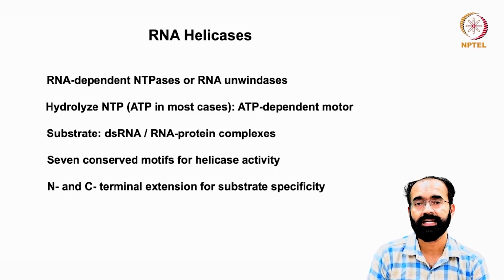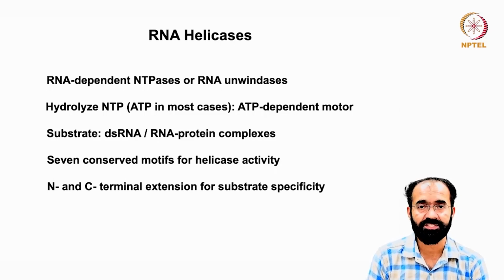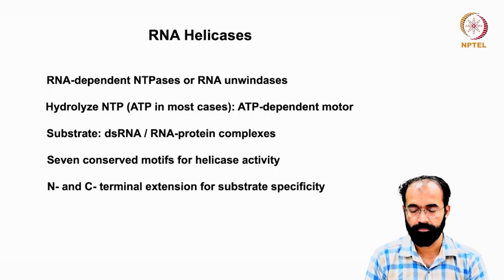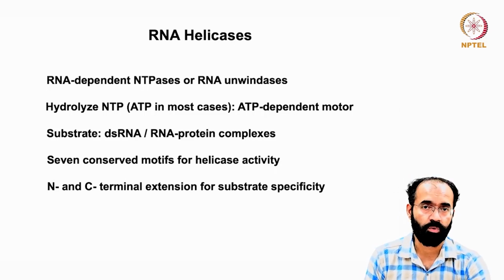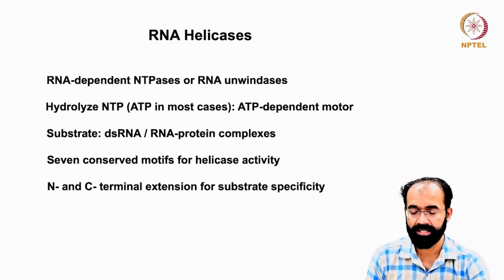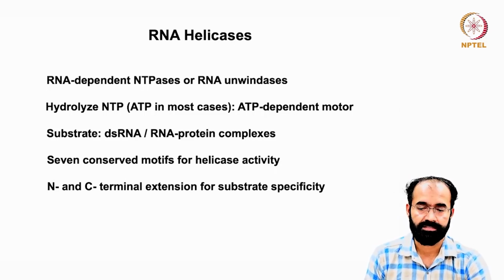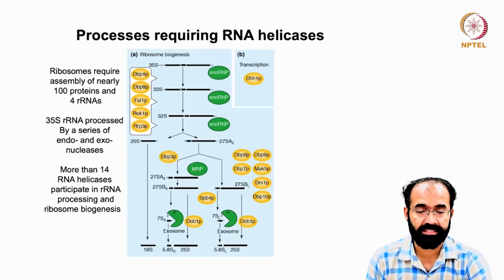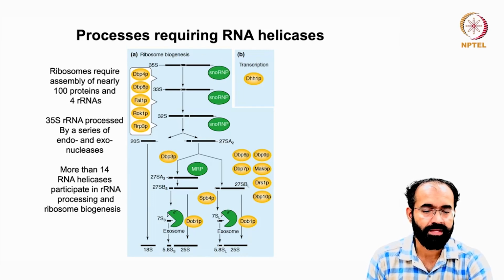So it needs to retain the substrate specificity, and it should be able to utilize the ATP, and then it should have the helicase activity, without which that protein will not be qualified as a helicase. Now let us see what are the processes that require RNA helicases, and these are numbered like A, B, like that you can see, and you can see the example.